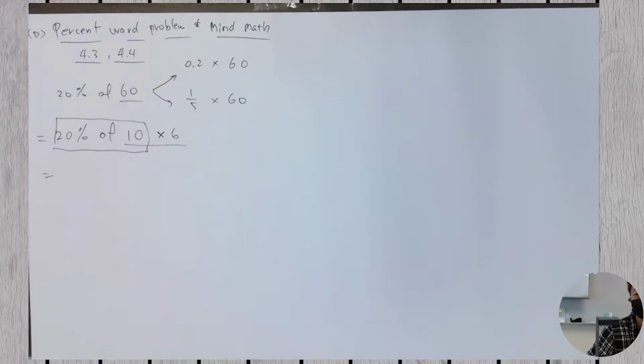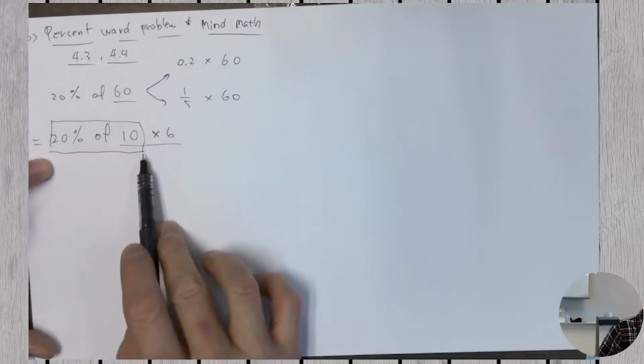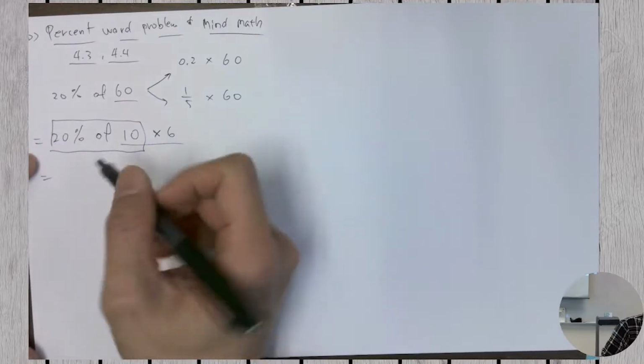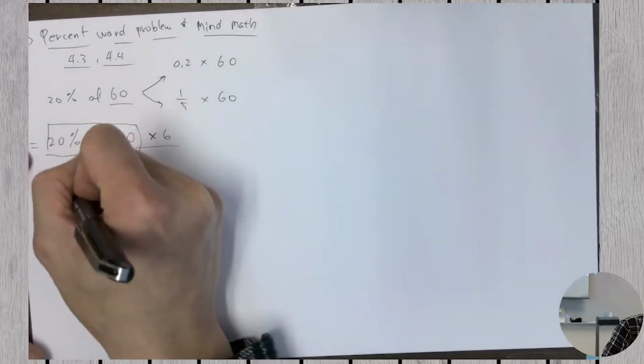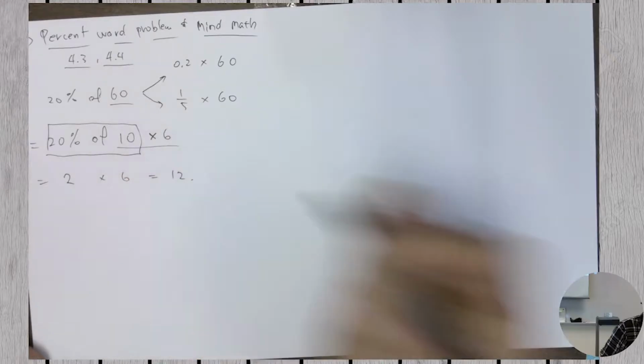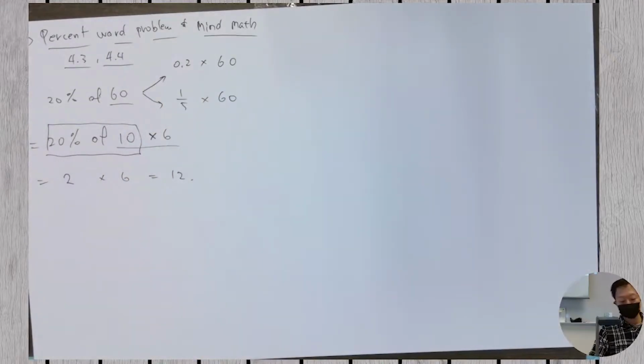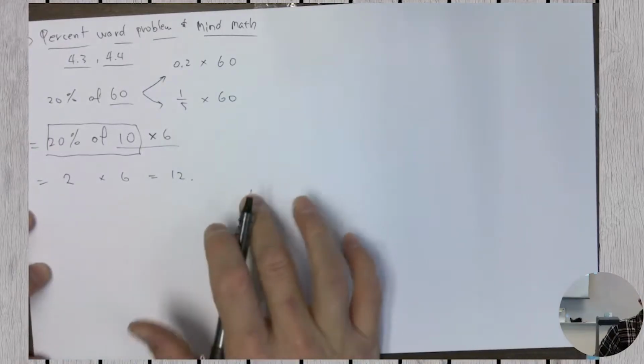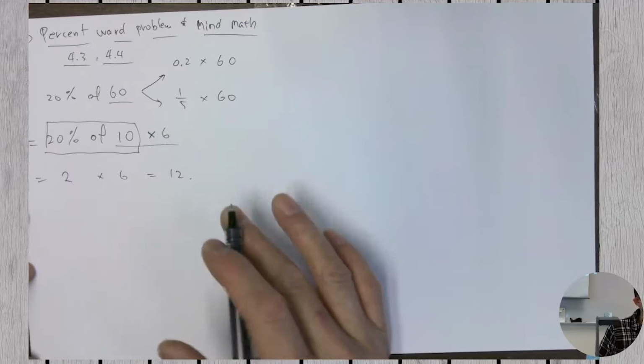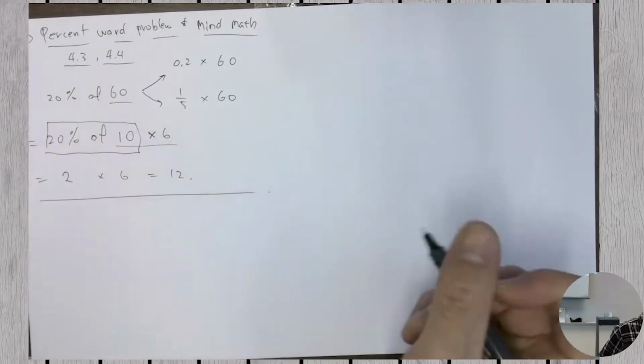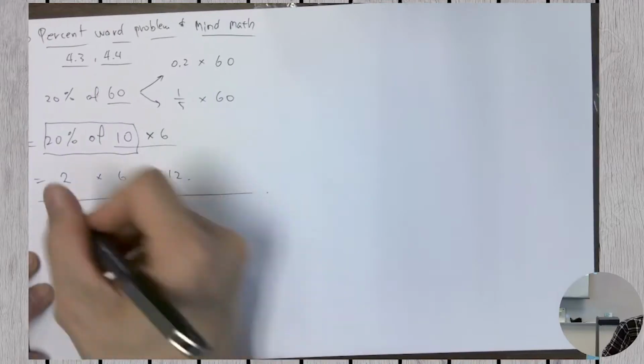Sorry? What is 10% of 10? 10% of 10 would be 1. 20% of 10 would be 2. Okay? So that should be something that you can figure out in your head. So 20% of 10 would be 2, and then times 6, and you can figure this out in your head. It would be 12. Okay, are we good with this? Okay, learn from the strategies. You want to be able to do this in your head.